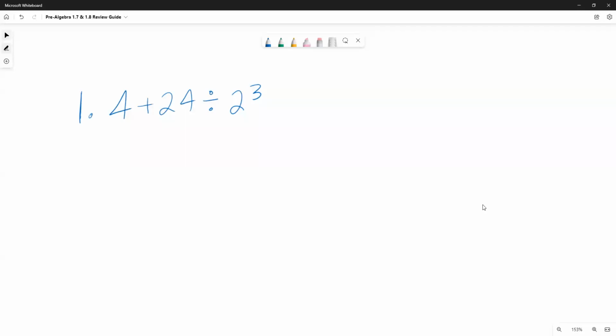All right, so for the review guide, order of operations. Number one, yes, we do our exponent first. So we bring down the 4 plus 24 divided by, and what is 2 cubed? 2 times 2 times 2, which is 8. So what's our next step?